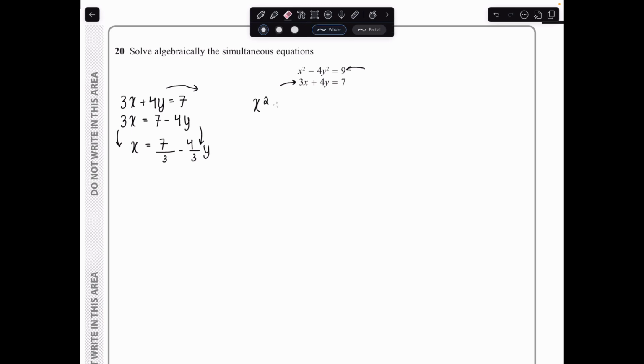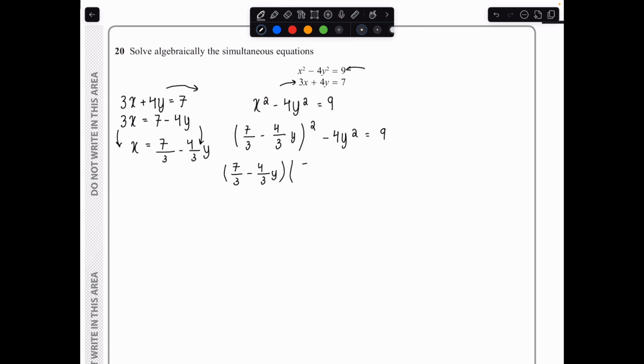So x squared minus 4y squared, and that's all equal to 9. So now instead of x squared, we will write 7 over 3 minus 4 over 3 y, and all of that is being squared. Take away 4y squared is equal to 9. From here, when we have a set of brackets squared, another way we can write it is 7 over 3 minus 4 over 3 y, and that's being times by exactly itself. So 7 over 3 minus 4 over 3 y, take away 4y squared is equal to 9.